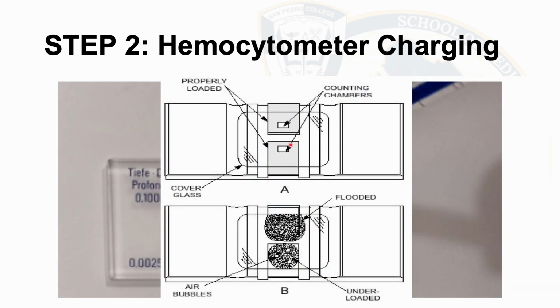Kung nag-count ka na dito, you count another counting chamber dun sa kabila. Then, get the average of the two counting chambers.